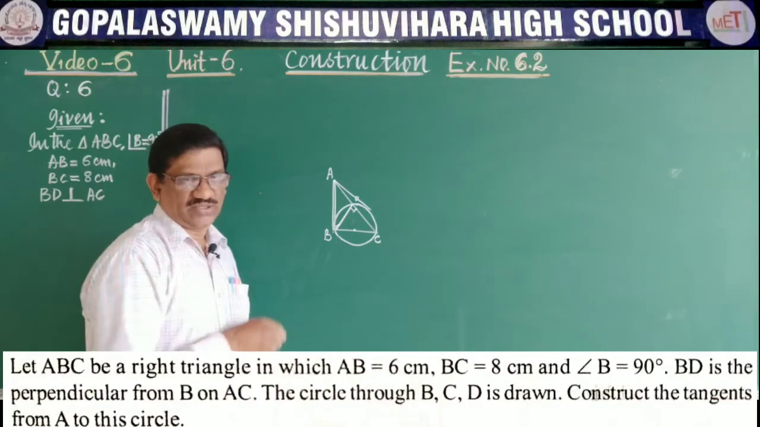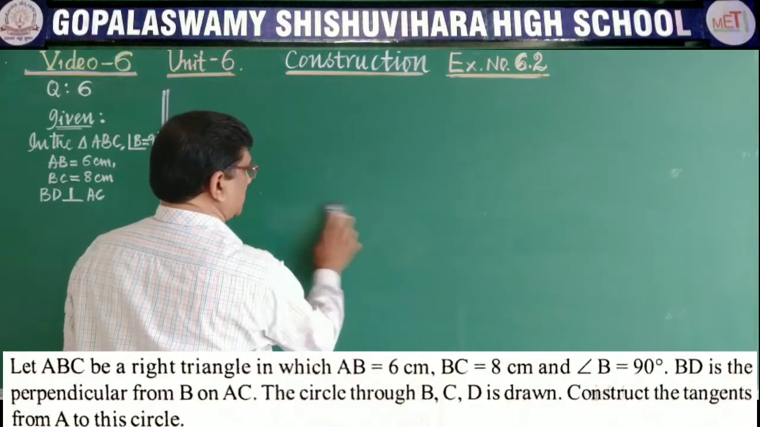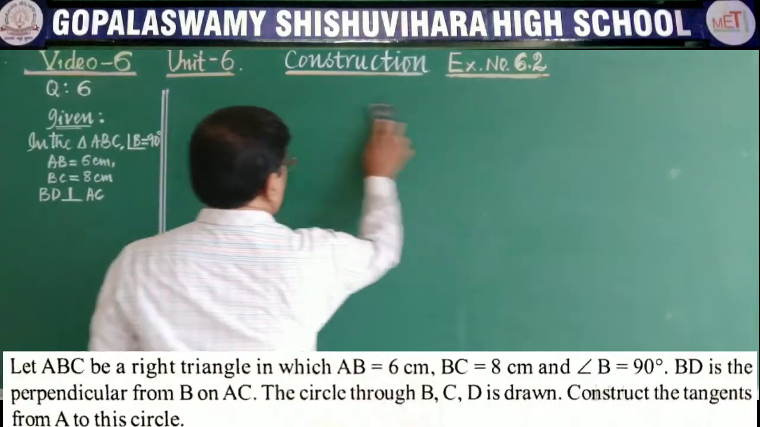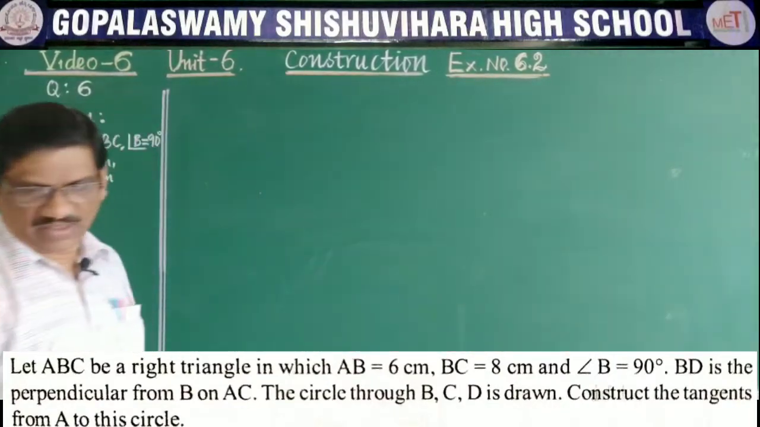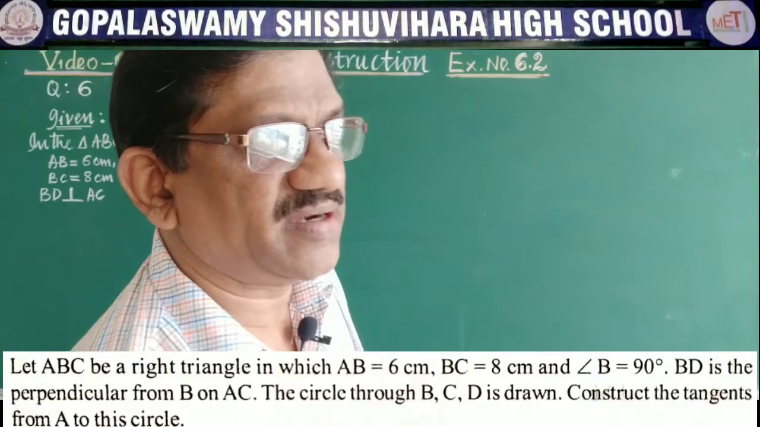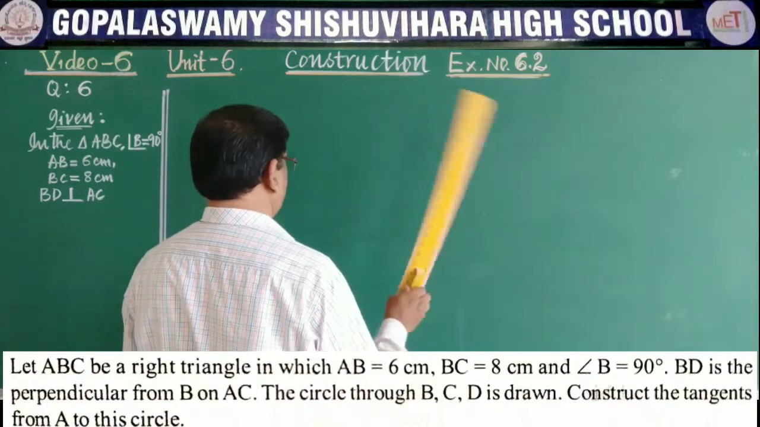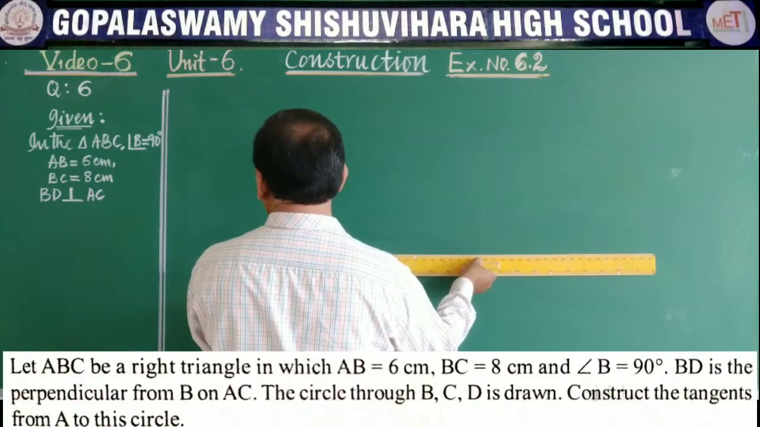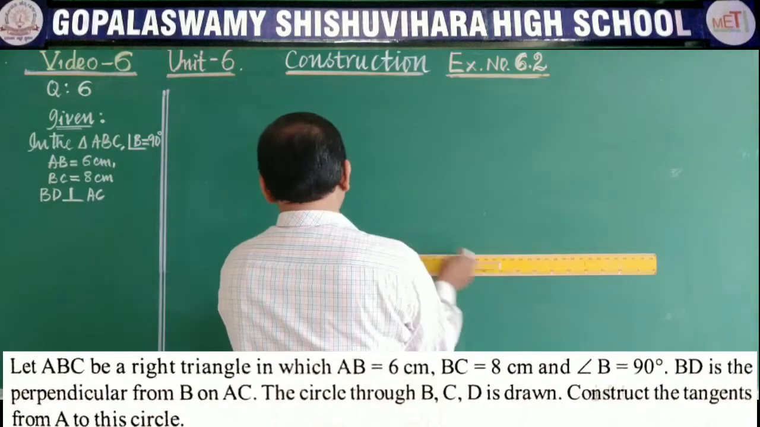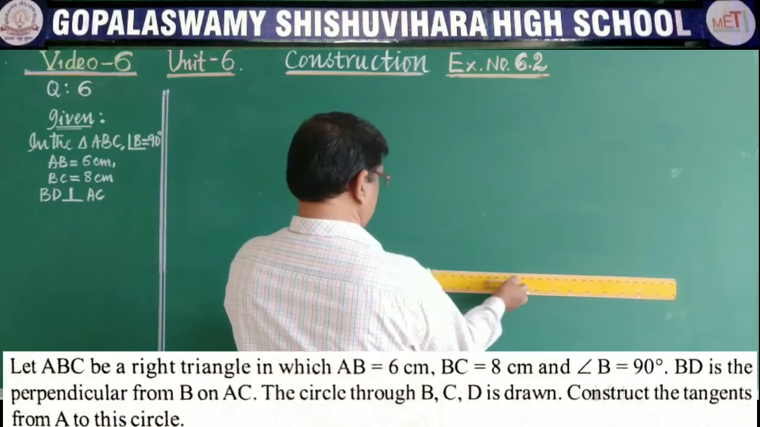Did you understand? So first what we have to do, we have to construct a right angled triangle with these measurements. Okay. So let us take. Here you are not supposed to use protractor, only scale and the compasses you have to use, children. Okay. First, what is BC here? BC is equal to 8 centimeter. I am drawing the line segment BC is equal to 8 centimeter. Okay.